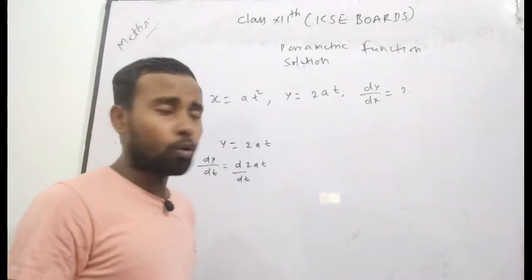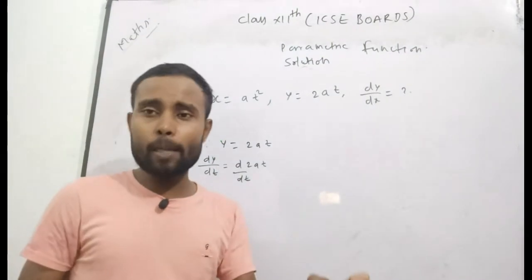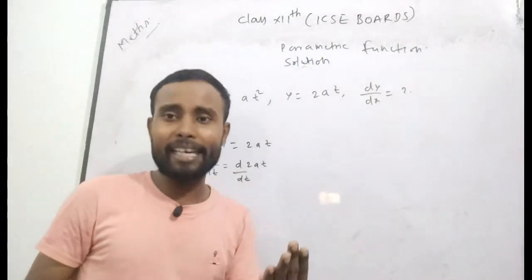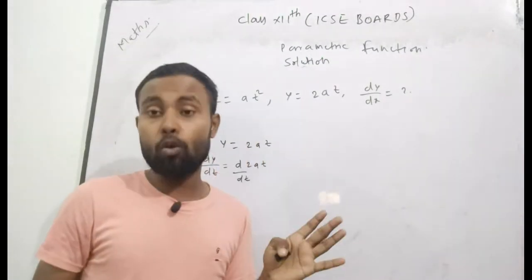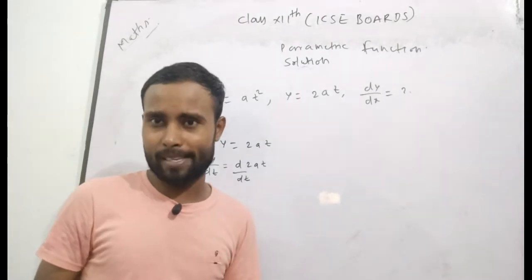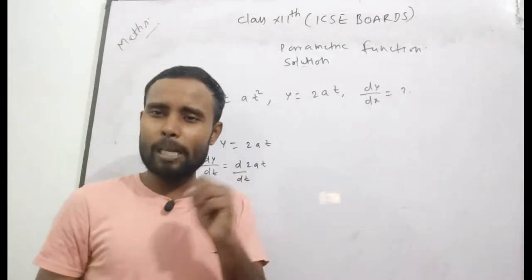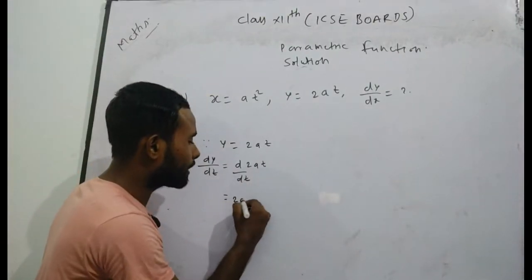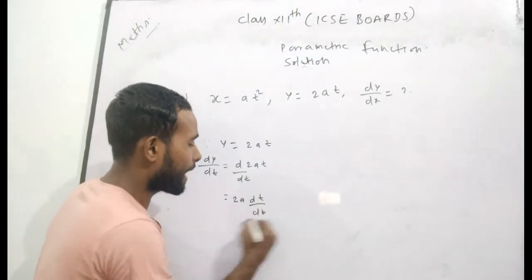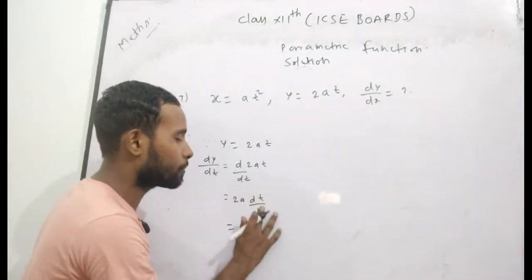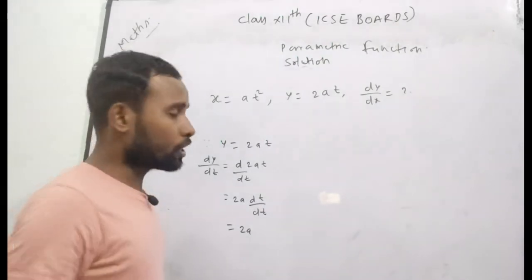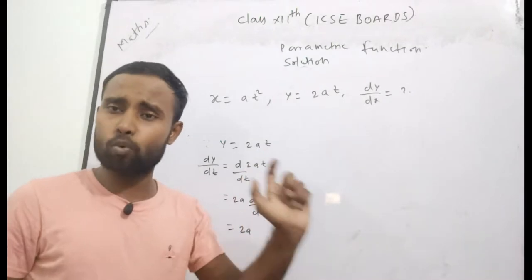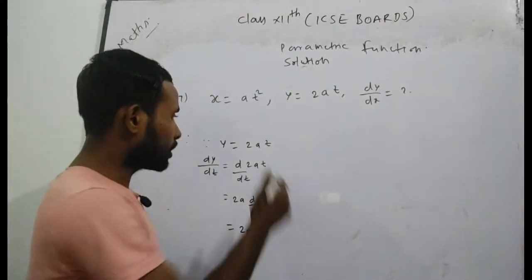And you know that I have already told you, here x and y are dependent variables and t is the independent variable. That's why all three are always treated as variables, while other than these three, any terms like a, b, c are always treated as constants. So 2a can be taken out of the derivative, and d/dt of t will always be 1. Finally you will get 2a. This is your first term.